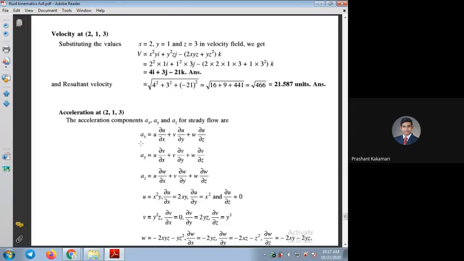This we saw in the derivations, in the steps of finding acceleration. And similarly for y direction, we are taking dou v as a common term, and we are writing the equation for the acceleration in y direction. Similarly for z direction with w. So substituting these values in the above equations, one can find out the acceleration in xyz direction. Then also one can find out the resultant acceleration.